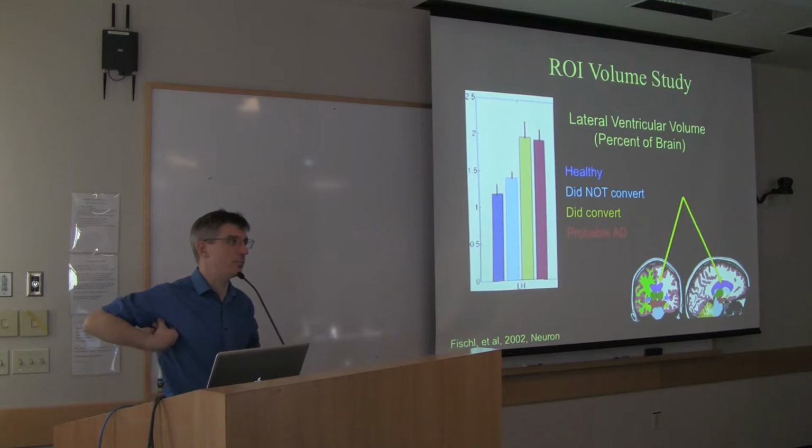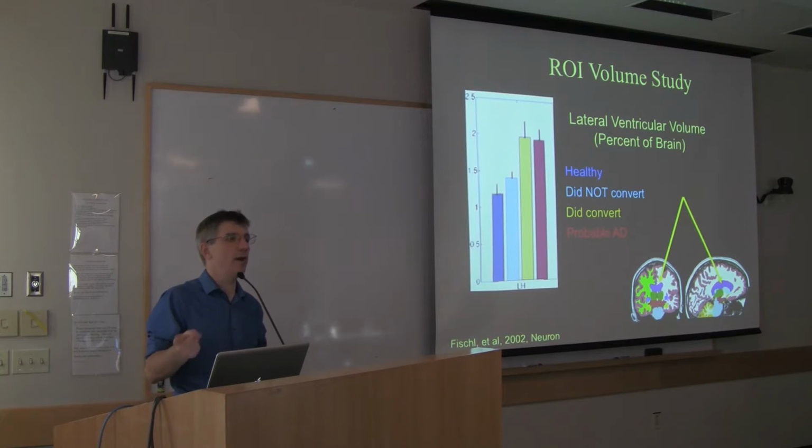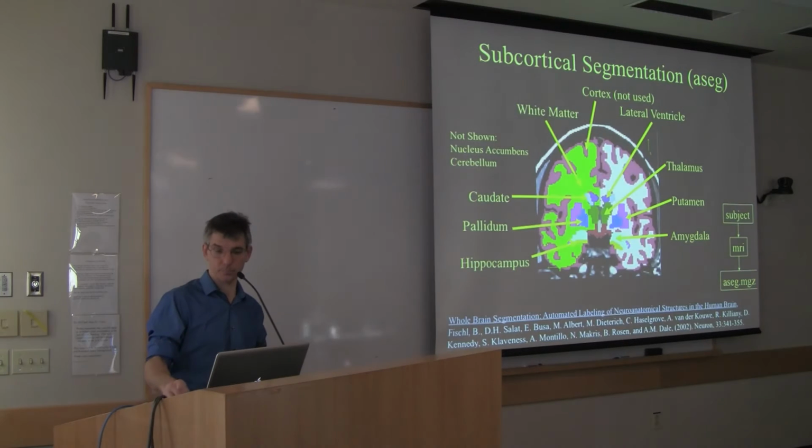So this is just an example of a region of interest study where you're not looking at a voxel-wise difference across the cortical surface or across the hippocampus or across the ventricles. What you're doing is you're just collecting one number for the entire region of interest. In this case, that number is the volume. And you're comparing that one number between these different groups.